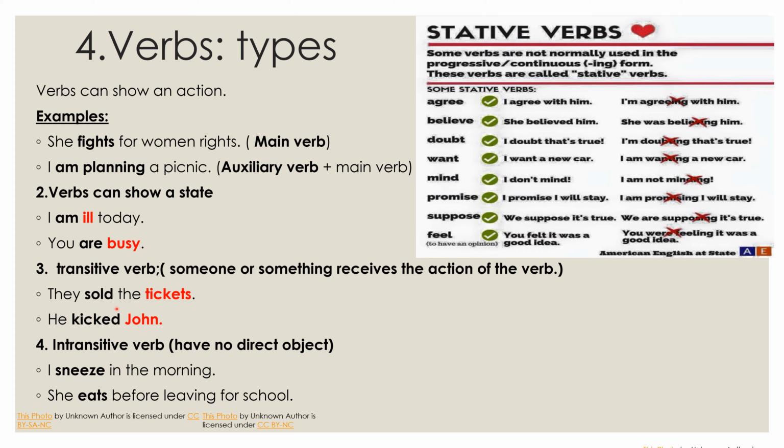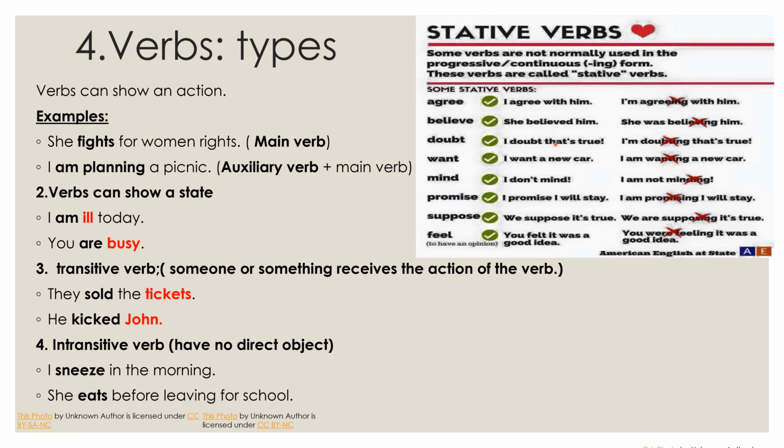Look at the example. They sold the tickets. So until you place this object, tickets, your sentence will not be complete or finished. He kicked John. If you don't place this object, your sentence will be incomplete. On the other hand, intransitive verbs can go without an object. I sneeze. It's complete. She eats before leaving for school. Here, eats is an intransitive verb. So, some of the verbs can behave like a transitive verb, or they can behave like an intransitive verb.